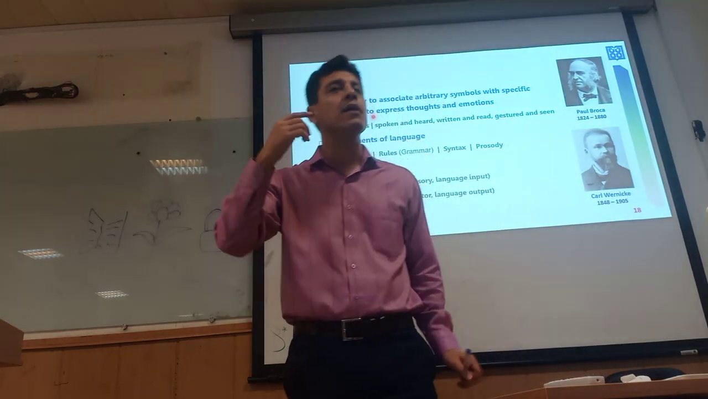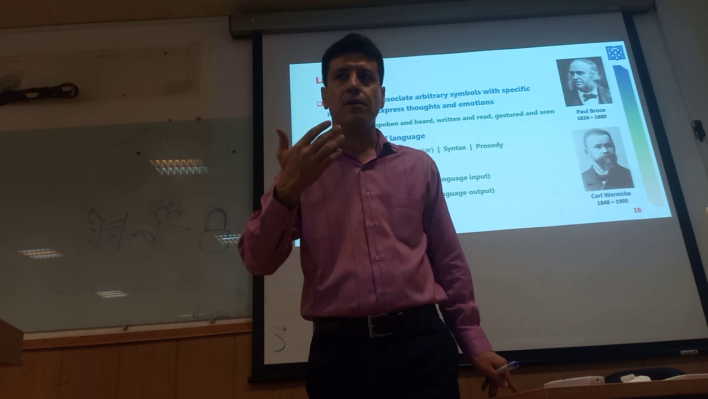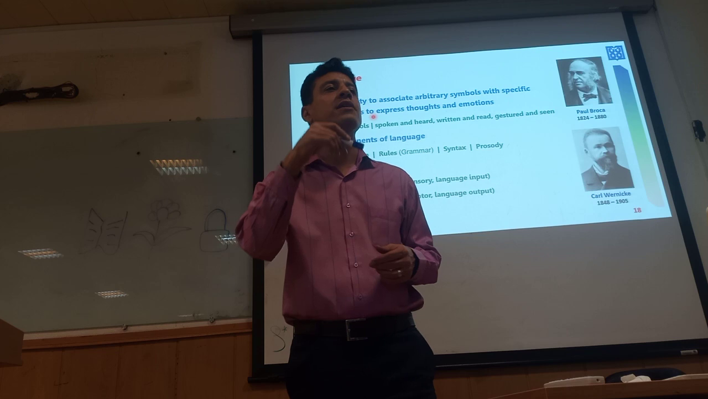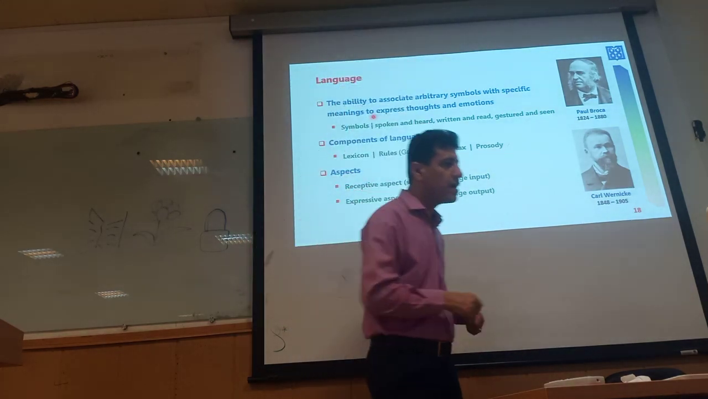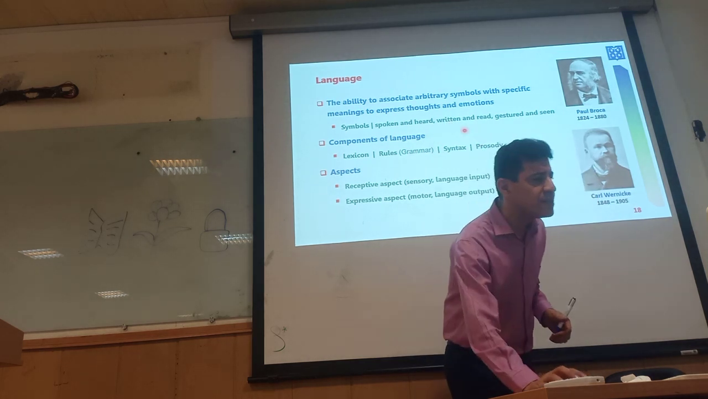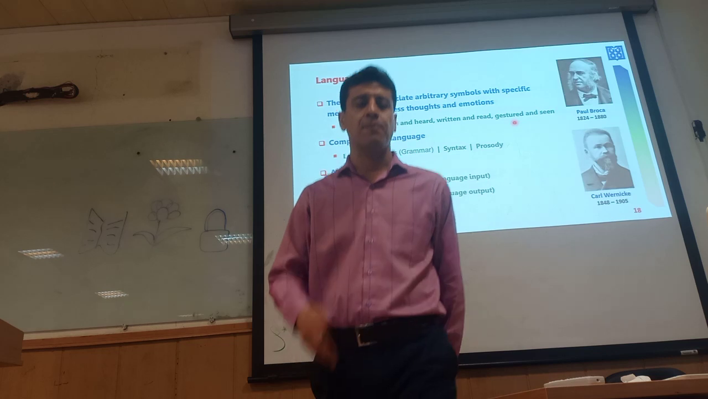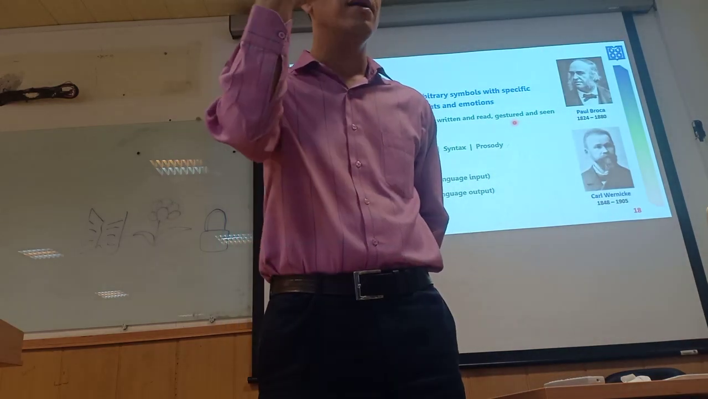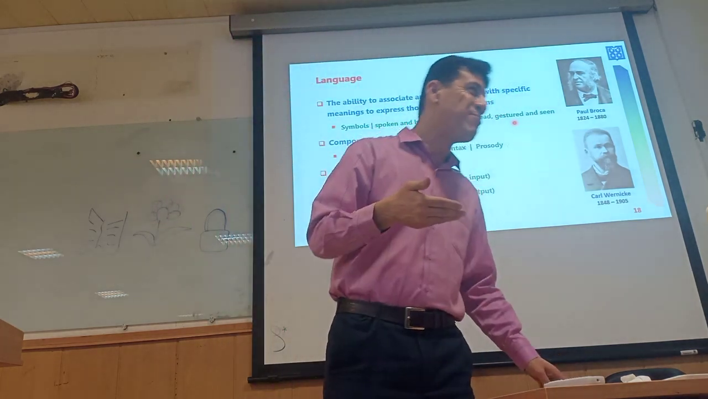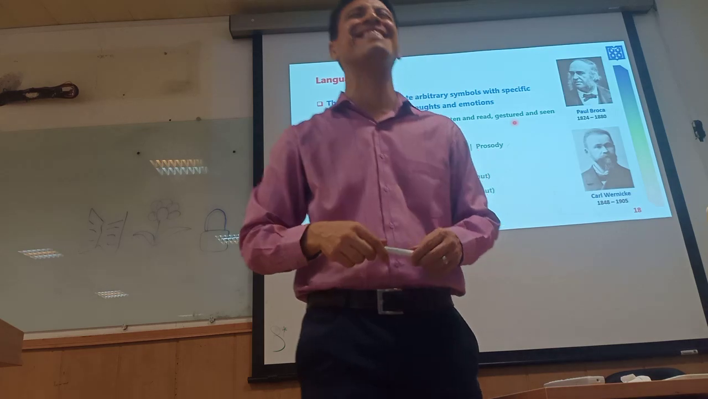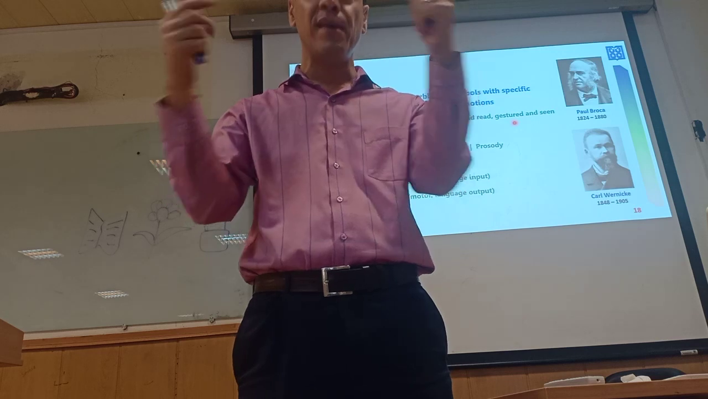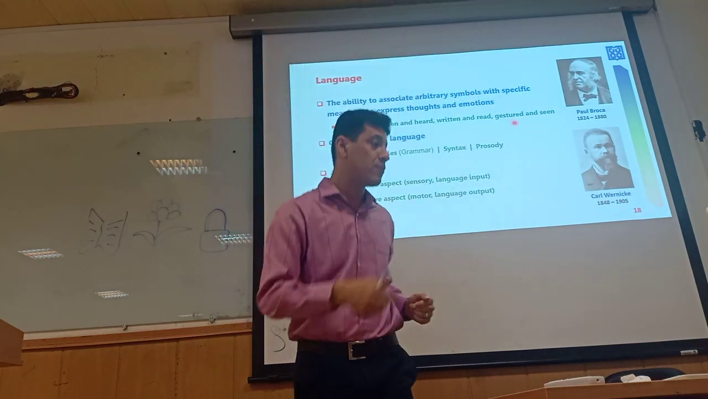So the symbols can be spoken and heard, like when I tell you something and you hear that, or it can be written and seen, written and read, or it can be gestured and seen. So I can, for example, show something to you like this. That actually means it's hot, right? It means barbecue, maybe. So we can use different symbols for different meanings, and this association is called language.